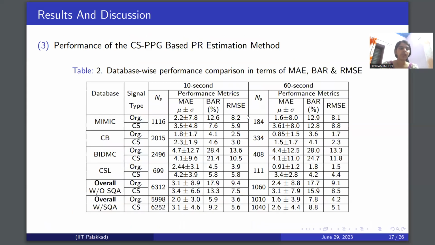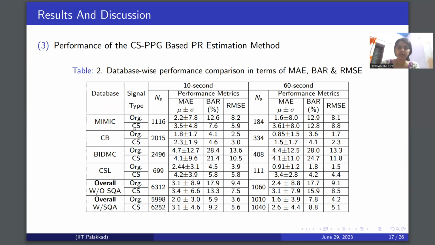clinical indices. The next performance comparison is the database-wise performance comparison in terms of mean absolute error, bias, and RMSE for 10-second and 60-second segments for different databases, with and without signal quality assessment, for original and CS PPG measurements.